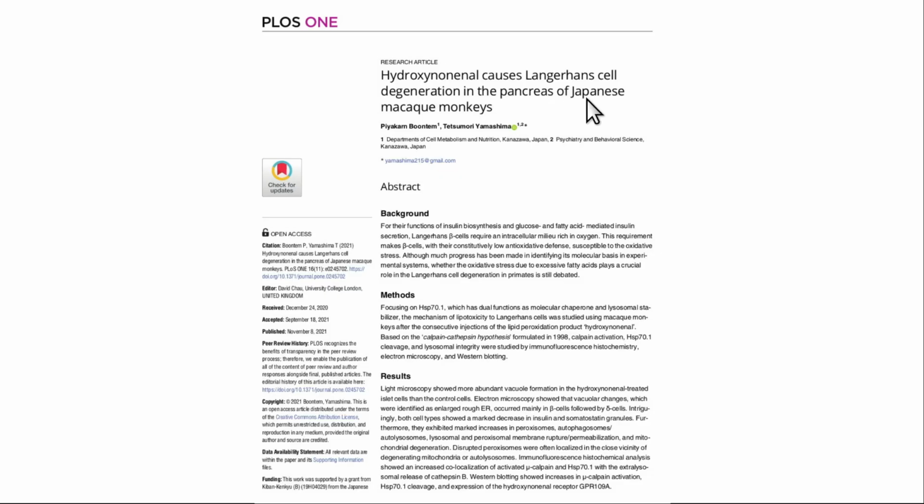Okay, hydroxynonenal causes Langerhans cell degeneration in the pancreas of Japanese macaque monkeys. And again, this is Dr. Tetsumori Yamashima's research, Japanese neuroscientist. So Langerhans cell, he means the beta cells of the pancreas that make insulin. And this is, I think, the reason why persons of Indian descent have a tendency to eat a lot of fried food, because I always think of them as being real healthy. I know all these skinny male doctors, they're friends of mine, but they're eating a lot of fried foods. A lot of people in India are skinny, but they still got diabetes, and I think this is probably the reason. Am I 100% certain? No, I'm not, but it's the best explanation I've come across so far.